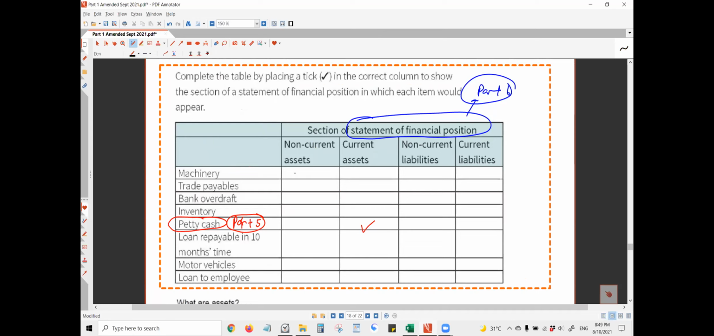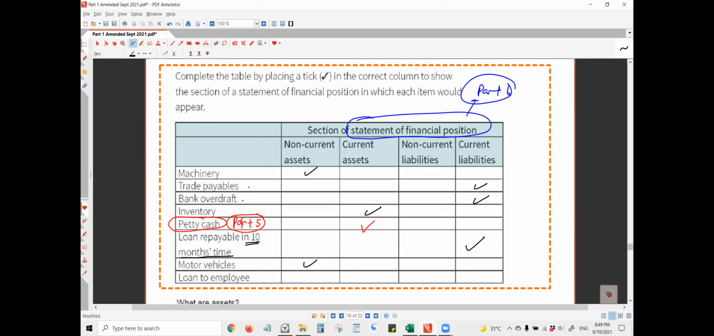Machinery. I don't let you answer what this is, it is simple. NCA. Trade payables, we saw it in the notes. Simple, current liabilities, unless you are careless and choose the wrong one, then you correct it. Bank overdraft, we talked about this last week, so current liabilities. Inventory, current assets. Loan repayable in 10 months' time means within 10 months from now you have to repay it, you have to pay back the loan. So current liabilities. Motor vehicles, we saw it, NCA.